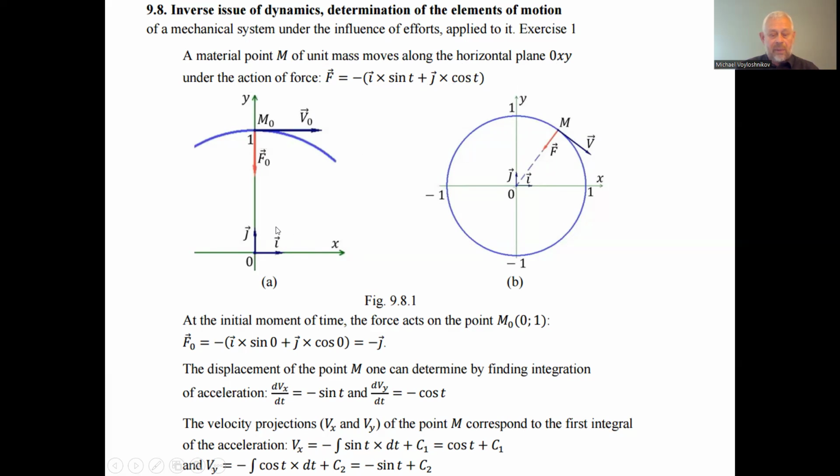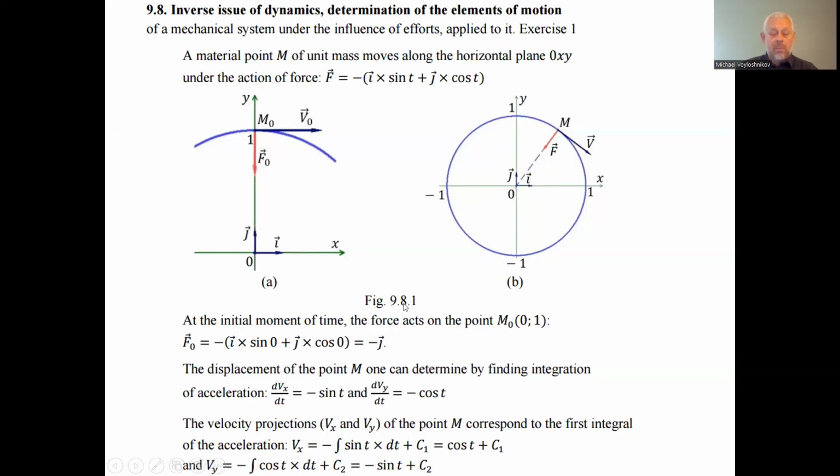This is a flat state. A flat state means in the plane coordinate system x0y. So the force F characterizes the material point, assigned in the vector form: minus, in the brackets, we have i, not an imaginary unit, I just the index of the ort of the abscissa axis, plus j multiplied by cosine t, sine t, cosine t. j is the ort of the ordinate axis.